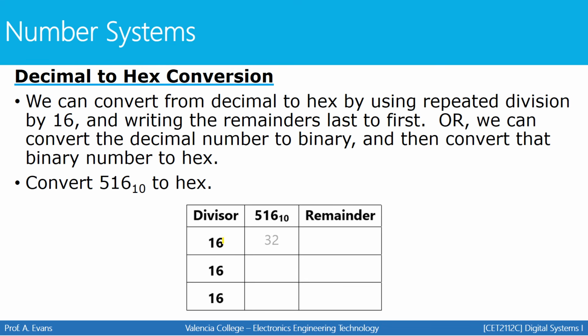516 divided by 16 gives you 32 with 4 left over. 32 divided by 16 gives you 2 with 0 left over. And then 2 divided by 16, again, that is going to give you a fraction, 2 over 16 or 1/8, which is going to give you 0, remainder 2. And my answer is 204. Again, read from bottom to top. 516 base 10 is equal to 204 base 16. That's one way to do it if you want to divide by 16 repeatedly and figure out the remainder.